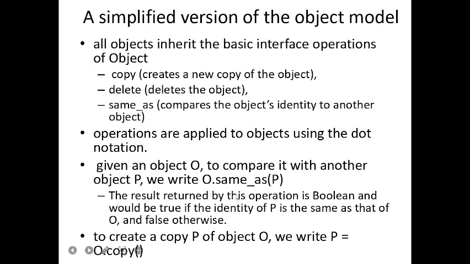It checks whether the identity of P is the same as that of O, and it will return false otherwise. To create a copy P of object O, we write P is equal to O dot copy.